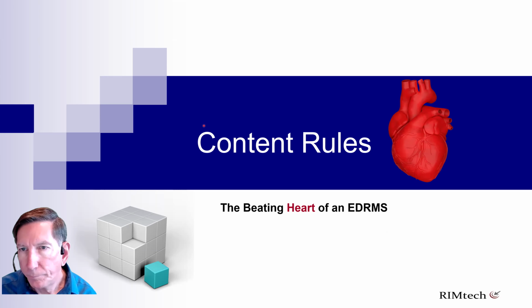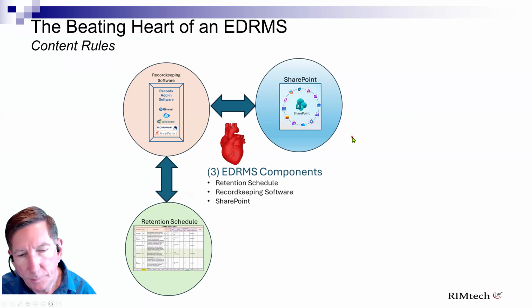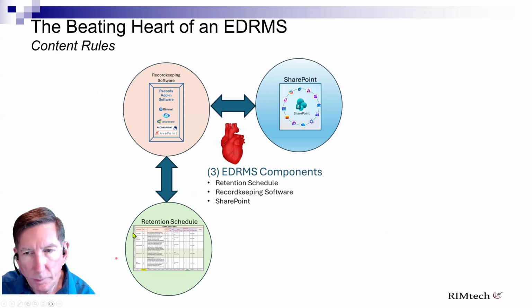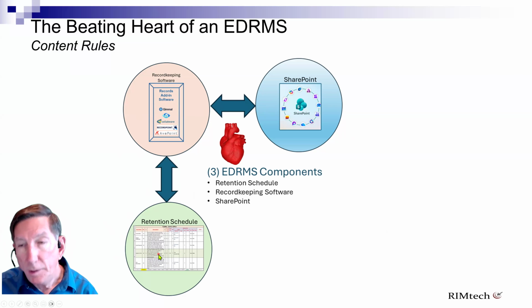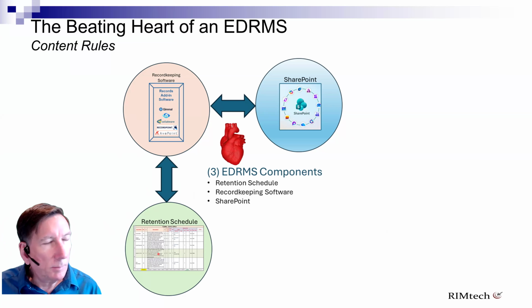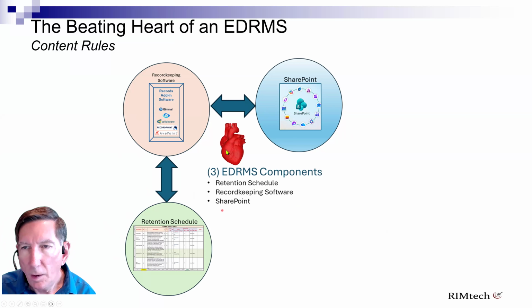So let's go. There are 3 components of an EDRMS. There's your retention schedule, which we have to restructure in software-ready format. Then we have your record software of choice, one of these 5. And of course, we have SharePoint. Those 3 products don't know that the other exists. You have to hammer them all together and make them work together. And what makes the blood flow around this body? Content rules. That's why I call it the beating heart of an EDRMS.